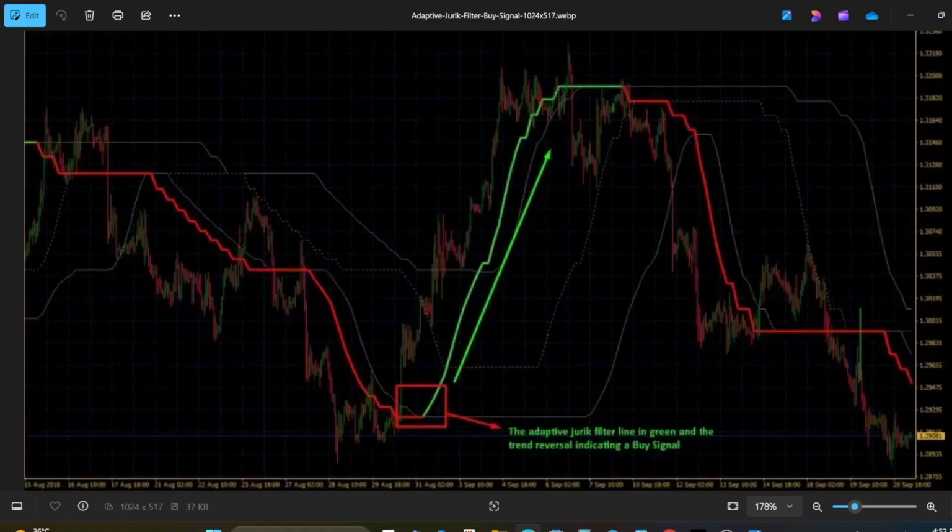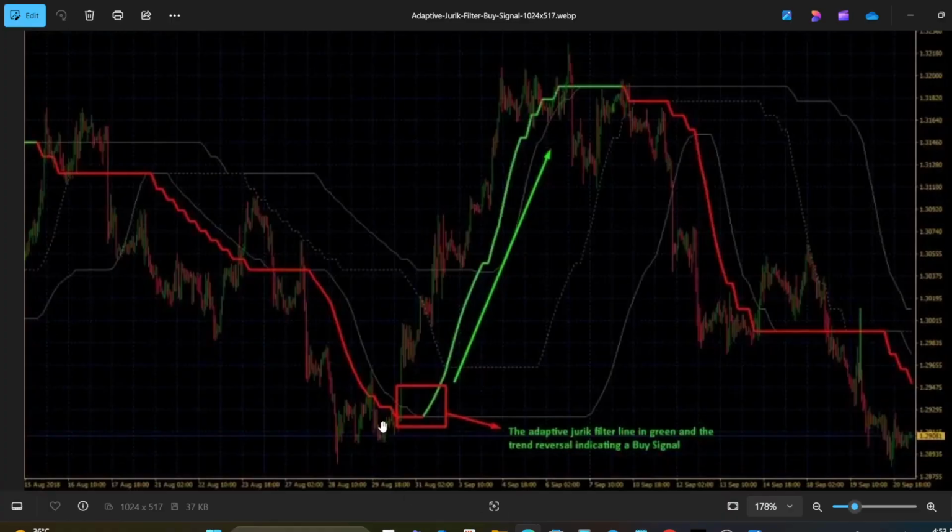Okay, first of all, you can use it for trend confirmation. One of the easiest ways to use this filter is for trend confirmation. If you are using other indicators like moving averages or price action signals to identify a potential trend, you can use the adaptive Jurik filter to confirm that the trend is indeed valid. If the filter is aligned with the price action, it is a strong indication that the trend is real and likely to continue.